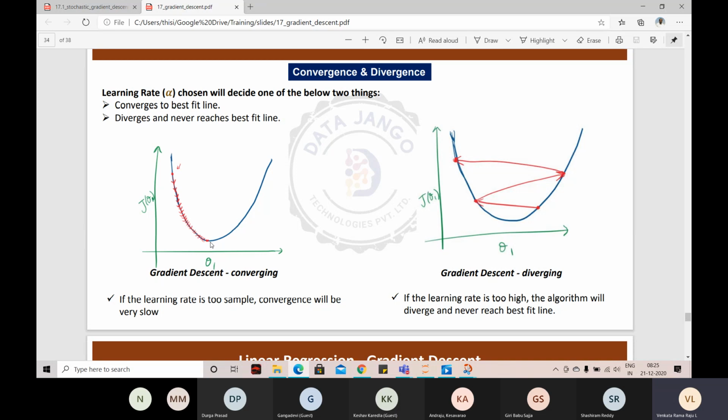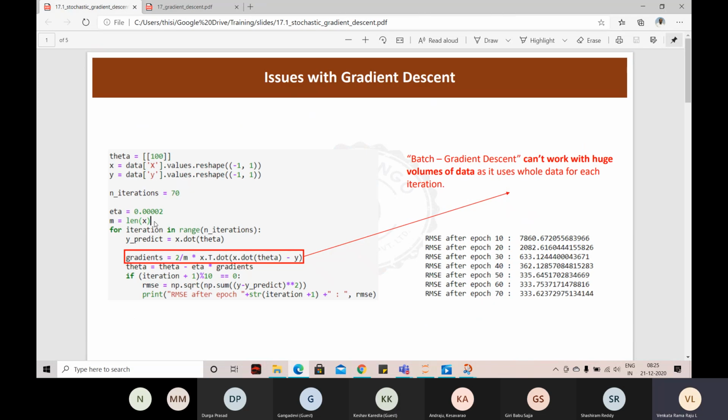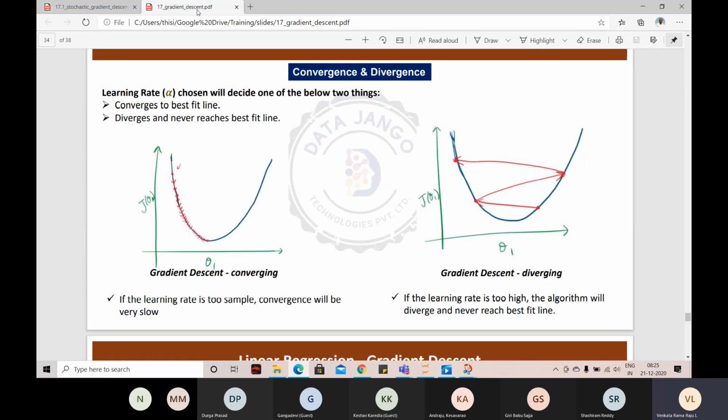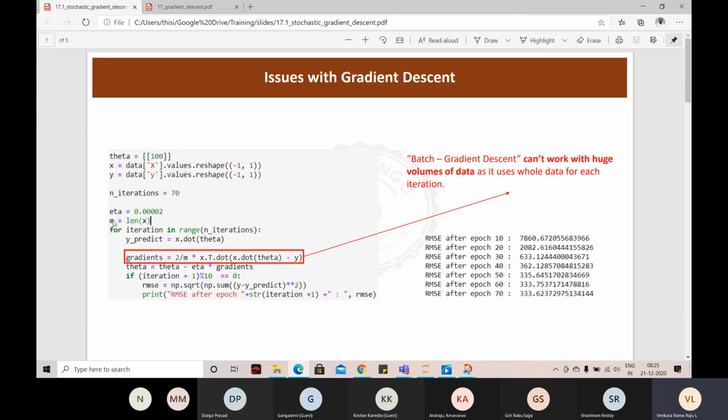Reaching a place where the slope is 0, and then it is going to stop there. For that, these are called the iterations: iteration 1, iteration 2, iteration 3, like that. I have chosen 70 iterations. And then eta: in scikit-learn, this alpha, the learning rate, is called eta. The step size is called eta, so I have chosen the same name. Eta is equal to 0.0002. How did I choose? I'll show in a moment.